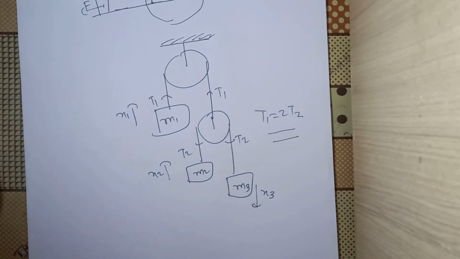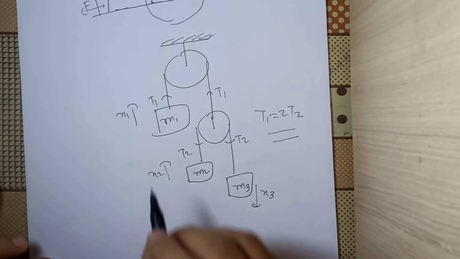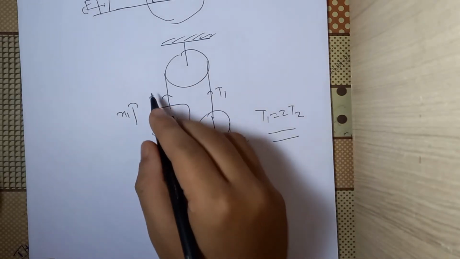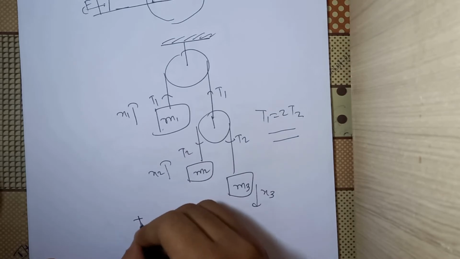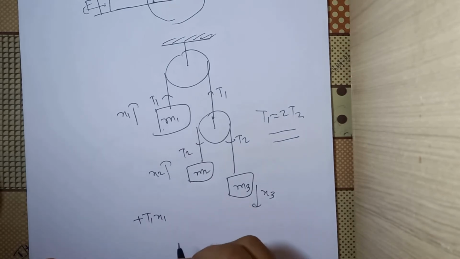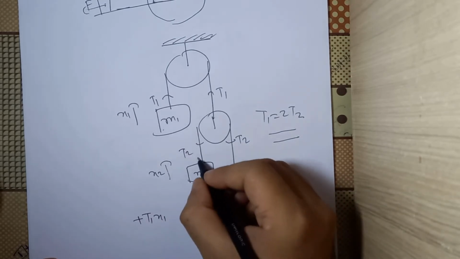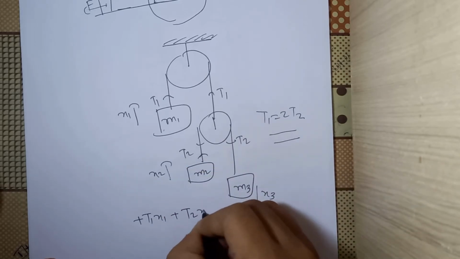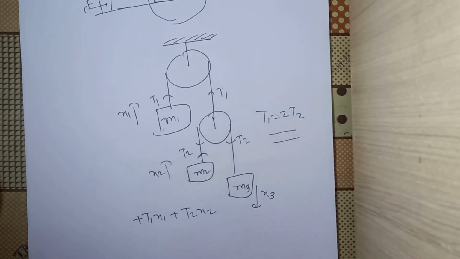Now what you can write is, the net work done by internal forces on the system is zero. So you have to first of all see all the bodies which have some mass, so that we can write the work done equation. So we see three masses. For mass m1, T1 is upwards and x1 is also upwards, so plus T1 into x1. Then for mass m2, T2 is upwards and x2 is also upwards. So this becomes plus T2 into x2. T2 is the force and x2 is the displacement.